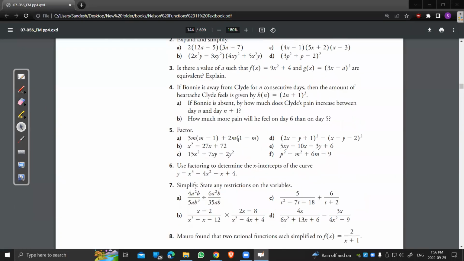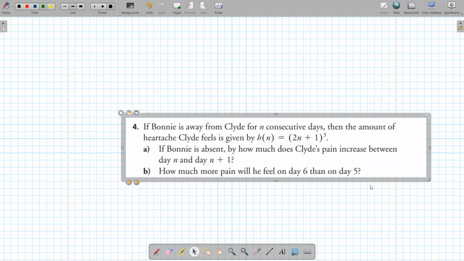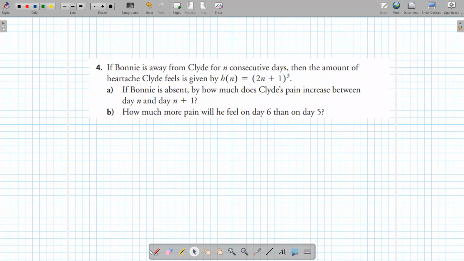Let's see if there are any fun type questions. There's this one. This is such a corny question. I'll read this. Bonnie and Clyde. If she's away, then heartache. Yikes. If Bonnie is absent, by how much does Clyde's pain increase between day n and day n plus 1? You can measure heartache? No, you can't. This is just a made up math question. What does that mean? What do you think?